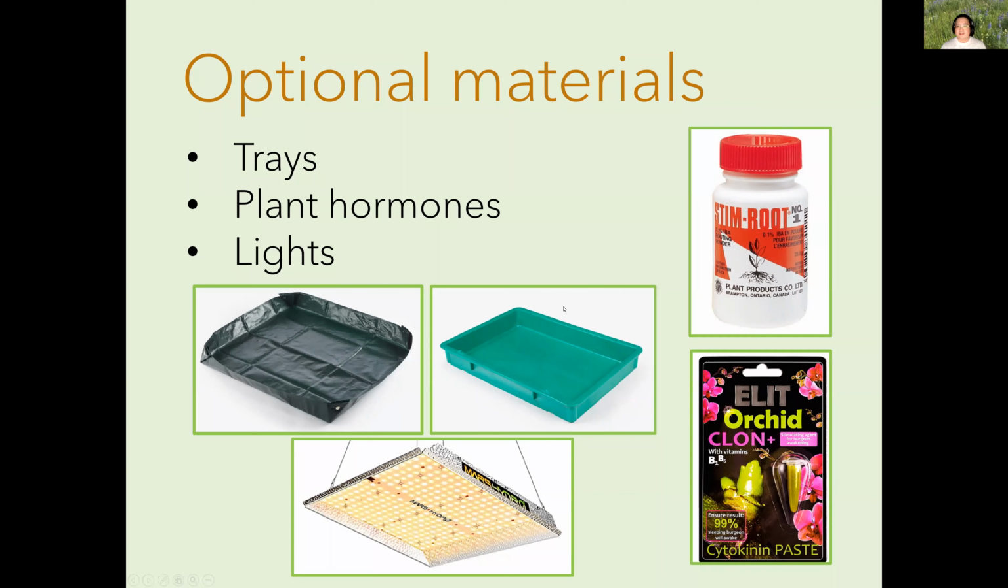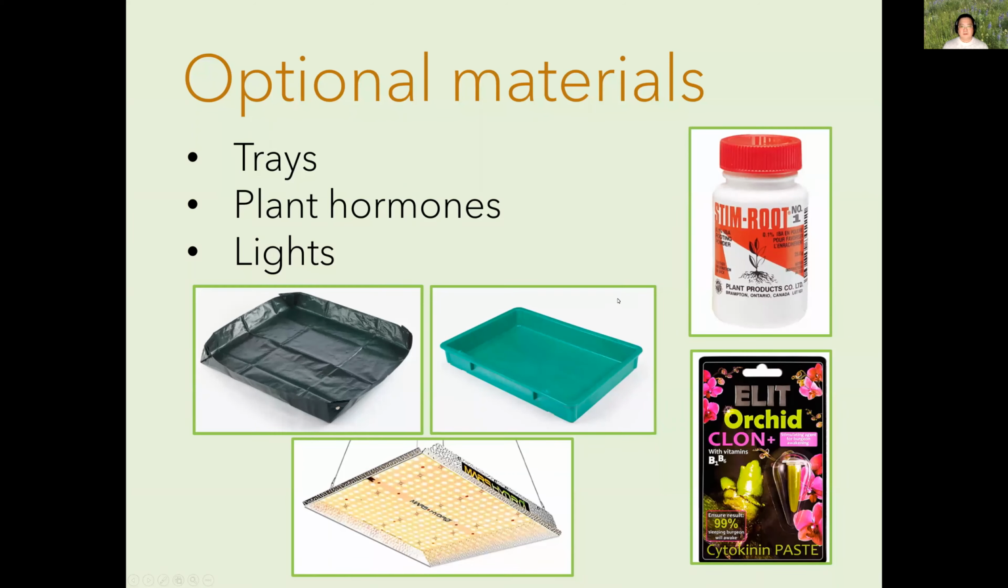A couple things that, if you're new to propagating, you might find very useful are plant hormones. These aren't necessary to use, but when we do things like cuttings, you will find that having some sort of rooting powder enhances your success rate quite a bit.